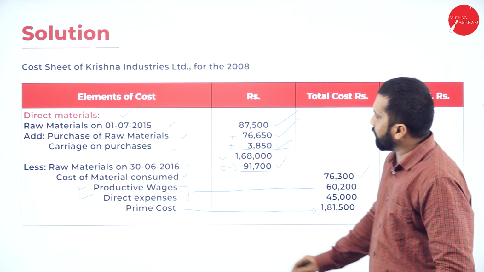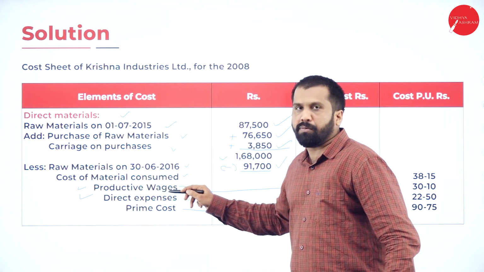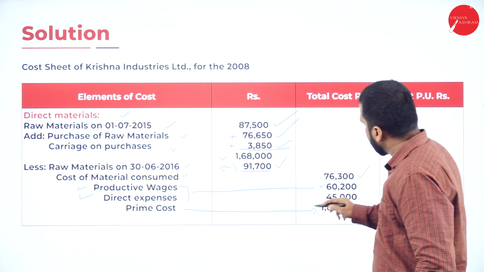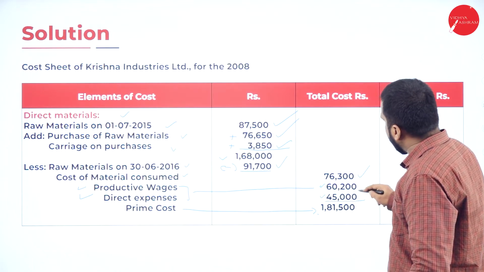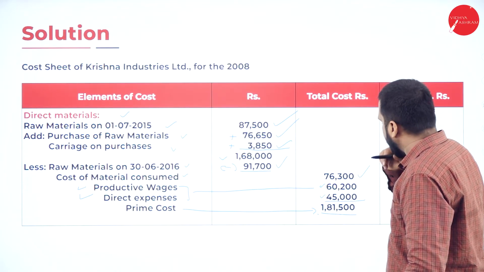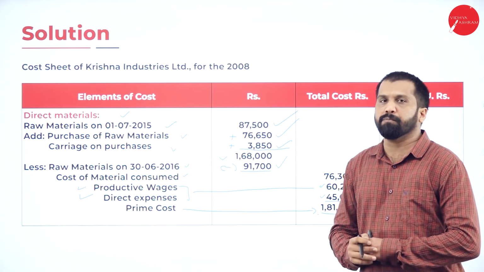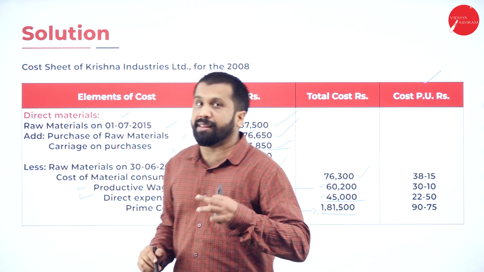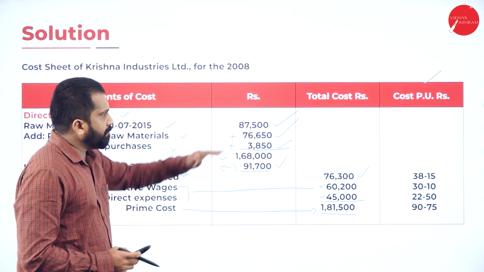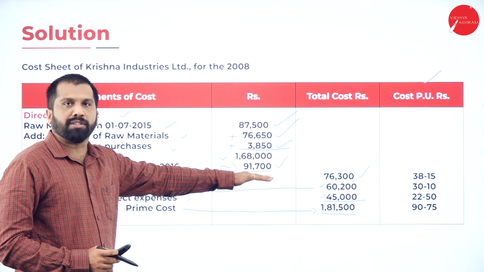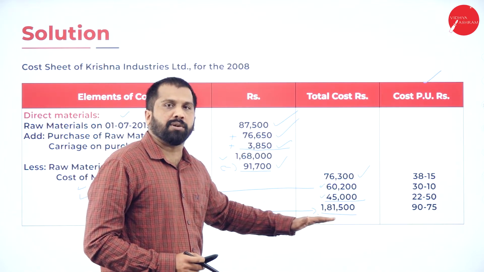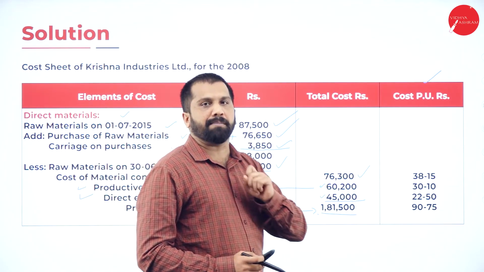From 76,300, add your productive wages. Add your direct expenses. After adding this, you will get 1,81,500. Hope you are clear. The last column, cost per unit, I'll come back later. First, we'll understand total cost. Up to this, hope there is no doubt. Your first step is completed.